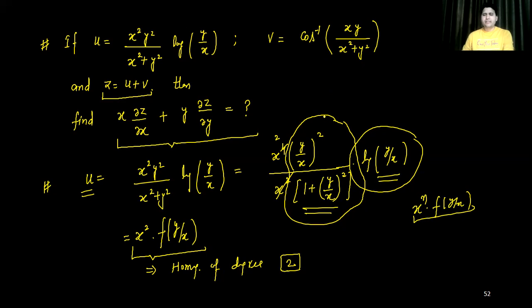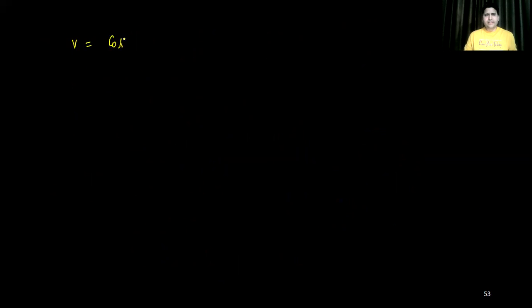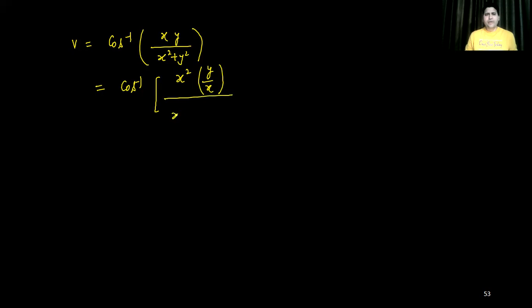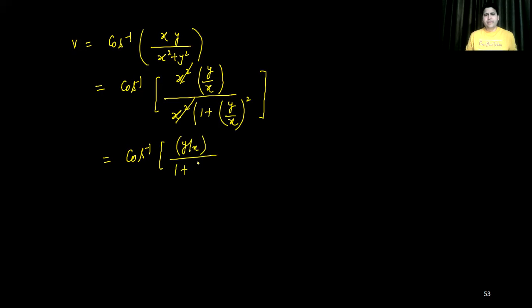Now talking about v, v is given as cos inverse xy upon x square plus y square, which will equal what? Cos inverse, taking x square common from the numerator so that it can be written as a function of y upon x, and x square common from the denominator. So y upon x whole square. This got cancelled, which will equal cos inverse of y upon x upon 1 plus y upon x whole square. It means the whole function is a function of y upon x.